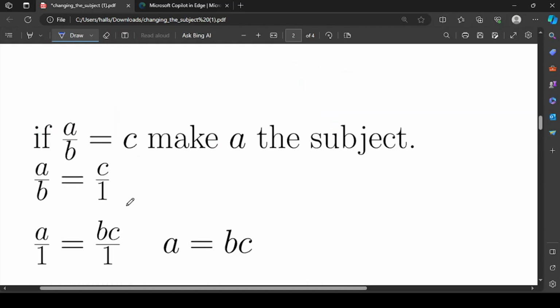So let's try some more. If A over B is equal to C, and I want you to make A the subject, what we'll do, you can just move B up here. Right now B is a denominator dividing A. If I move it up here, it'll become a numerator and I'll be multiplying by C. So A is equal to B times C.